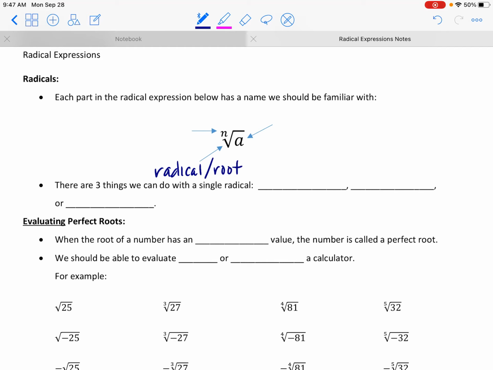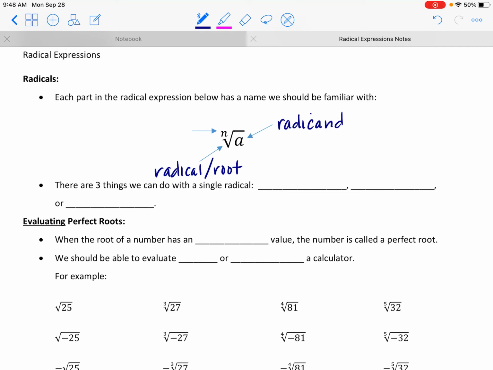And then I think we may know that the part that is underneath the radical, so in this case A, has a name as well. The part underneath the radical or the root we're going to call the radicand. I like radicand, but if you want to say radicand, that's fine too.